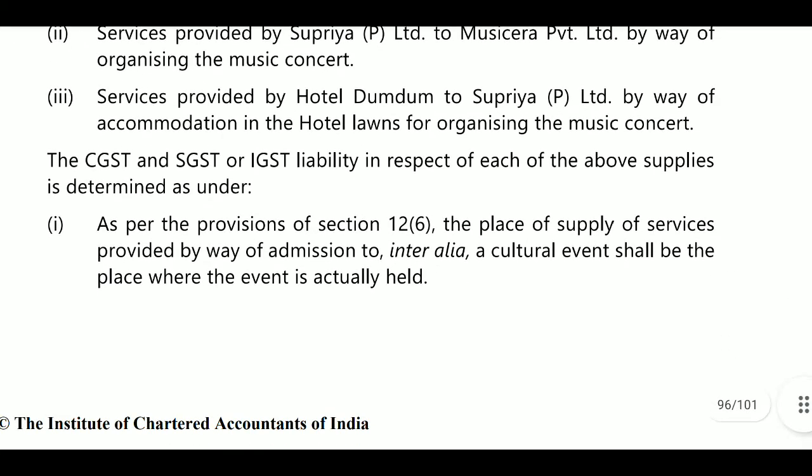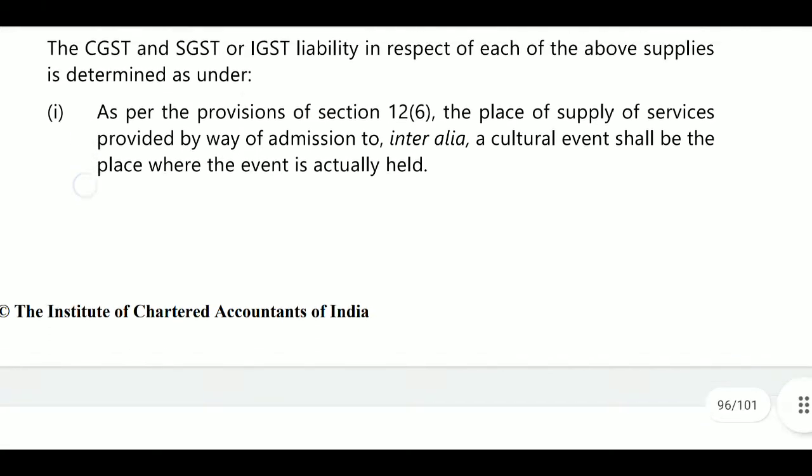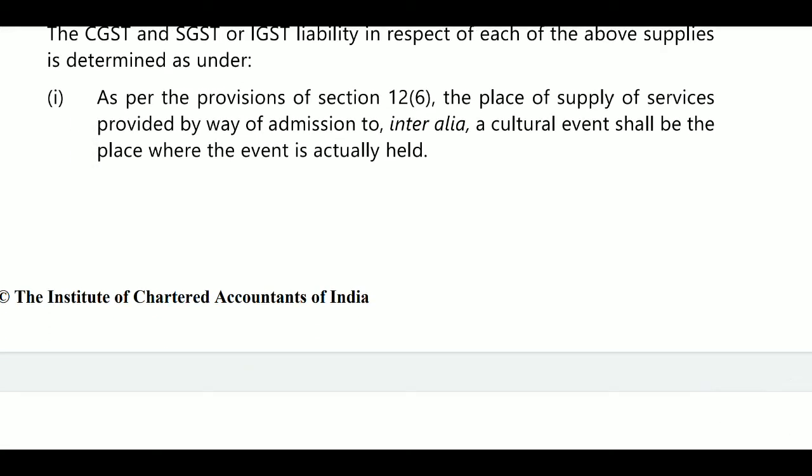Next, the CGST, SGST, IGST liability in respect of each of the above supplies will be determined as per the provisions of section 12, that is, the place of supply of services provided by way of admission. Here section 12 will bifurcate admission and organizing. Section 13 will not bifurcate; the event location will be taken directly if conducted as per section 13.